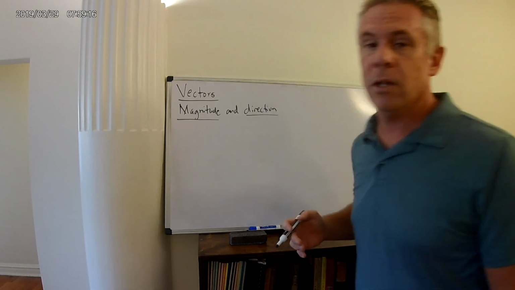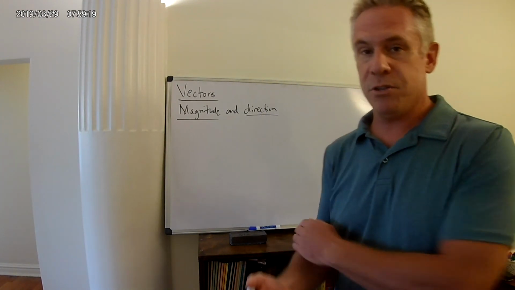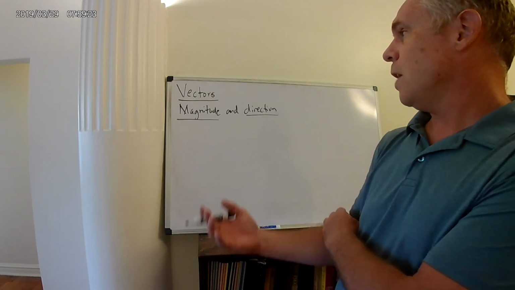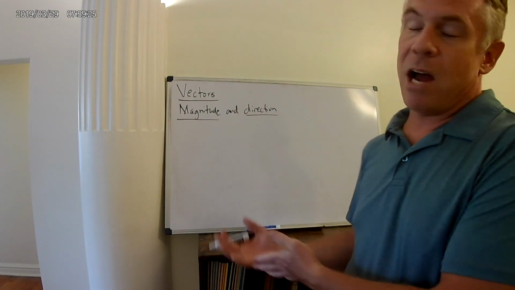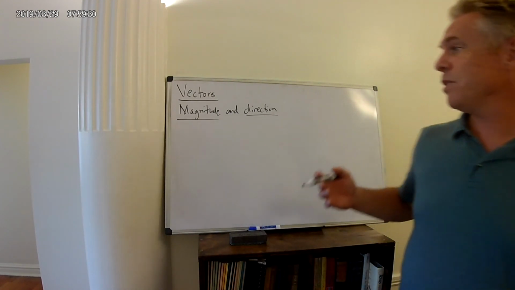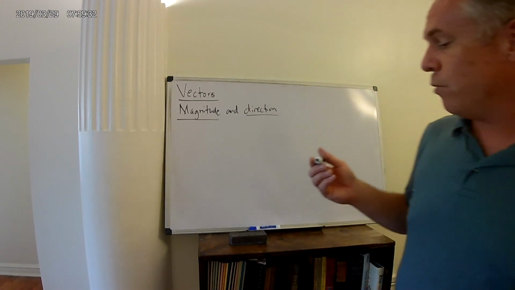Let me give an example. If you were to say you're driving at 60 miles an hour, that would be a scalar quantity, which is not a vector. But if you were to say I'm driving 60 miles an hour due east, that would be a vector quantity because you've specified both a magnitude and a direction.